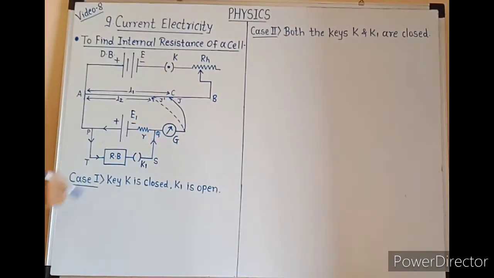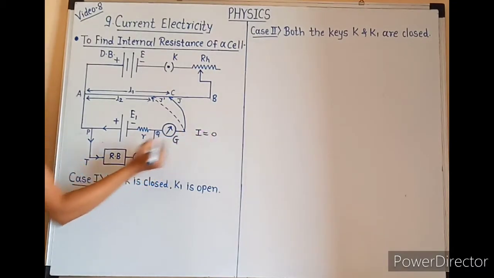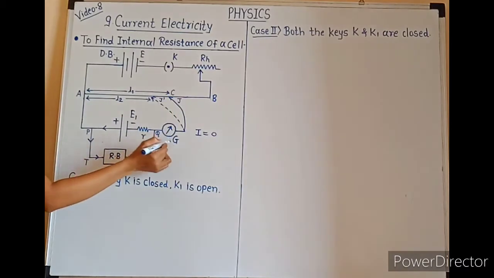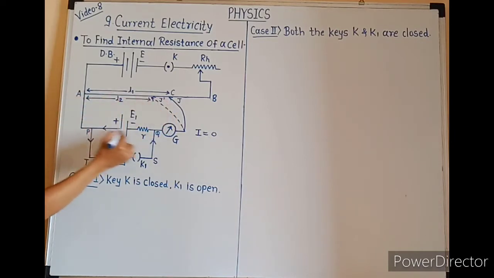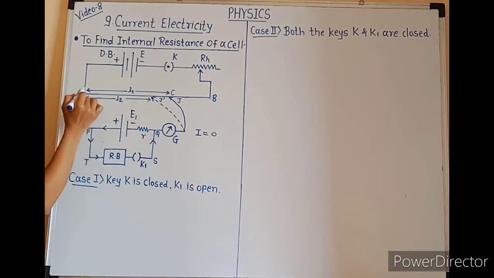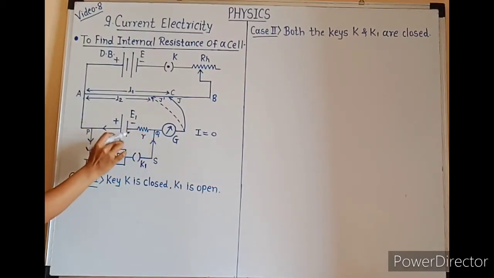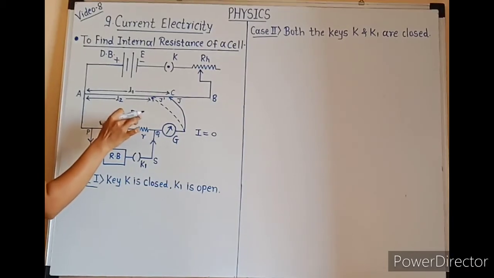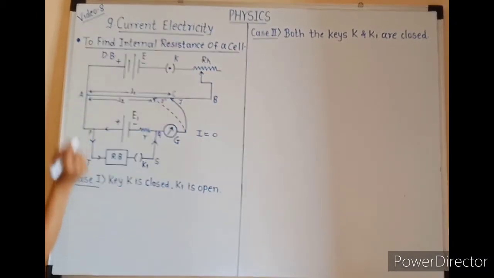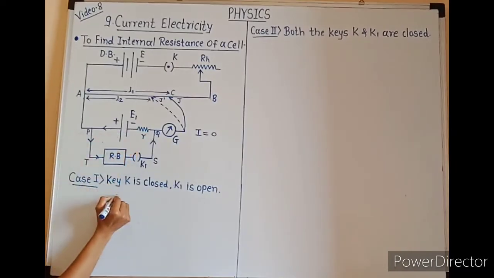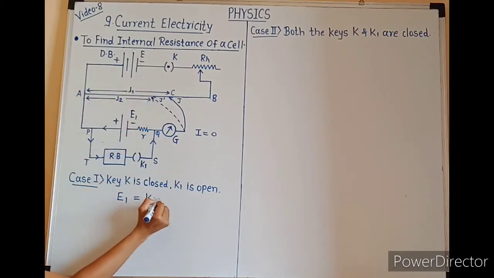When we achieve the null point, the galvanometer shows no deflection, that is, the value of current is equal to 0. When no current is flowing through the galvanometer, the potential difference across the balancing length is equal to the potential difference across the cell. The potential difference across the cell is E1, and the potential difference across the balancing length L1 is K into L1.